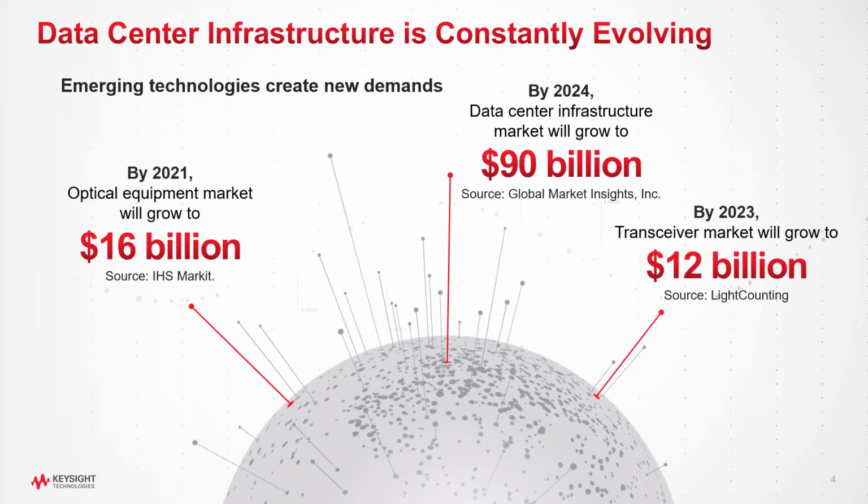As we see from the graphic, the overall data center infrastructure market is growing quickly. By the year 2024, it is expected to grow to 90 billion US dollars. Part of that growth will be from the optical equipment market, which is supposed to grow to 16 billion by the end of this year, as well as from the transceiver market, which is expected to grow to around 12 billion by 2023.